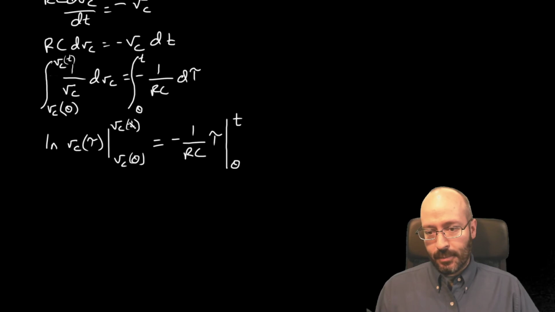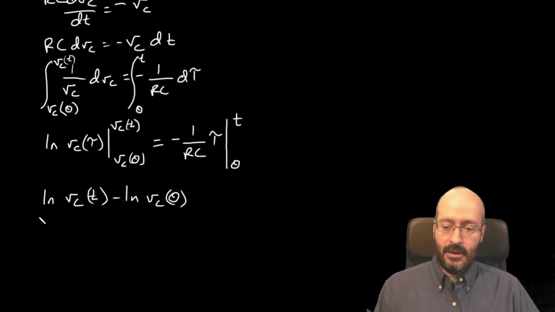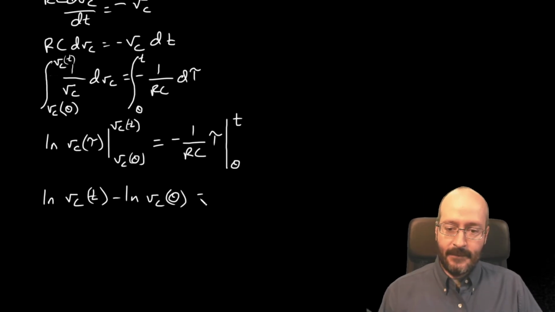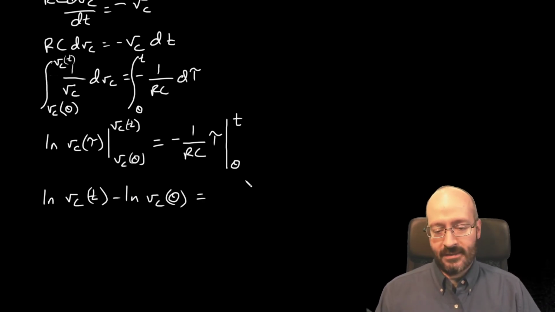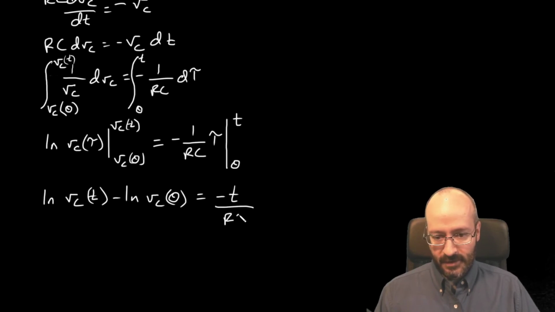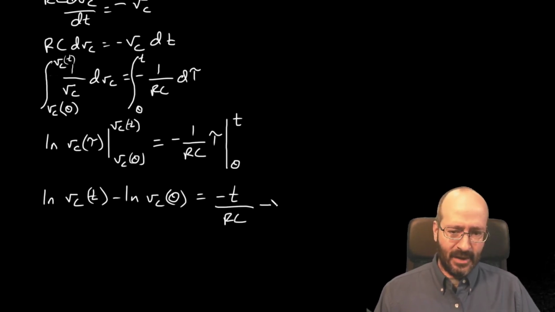Okay, we have to plug some of these in since we have definite integrals. So I'm going to plug this one in, and then subtract the same thing with this plugged in. So it's going to be the natural log of Vc of t minus the natural log of Vc of 0. That's the left-hand side. Working on the right-hand side, I'm plugging in, so it's going to be negative t over RC minus a negative 0. It really doesn't matter, it's going to end up being positive.